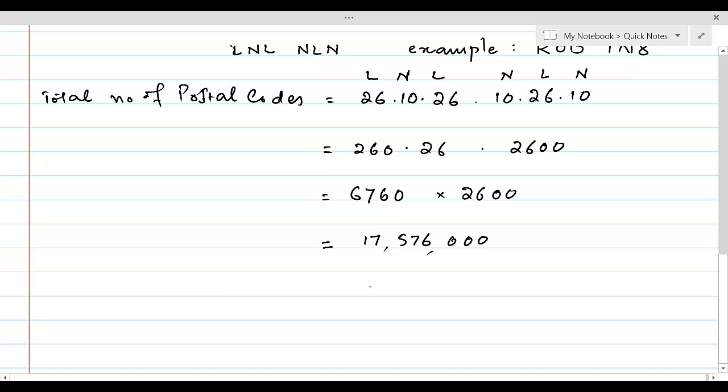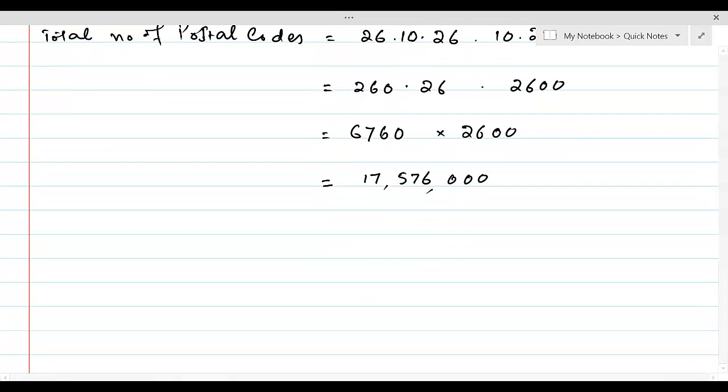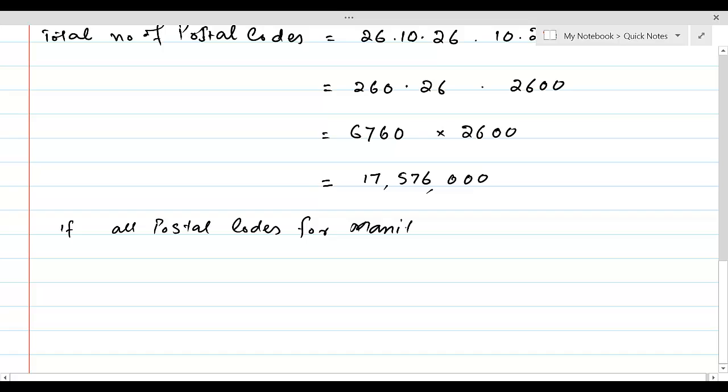Now for each province, let's say that we fix the first letter. For example, if all postal codes for Manitoba start with letter R, then how many postal codes will be for Manitoba?